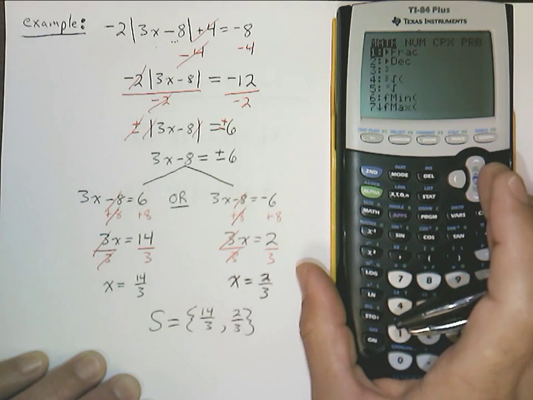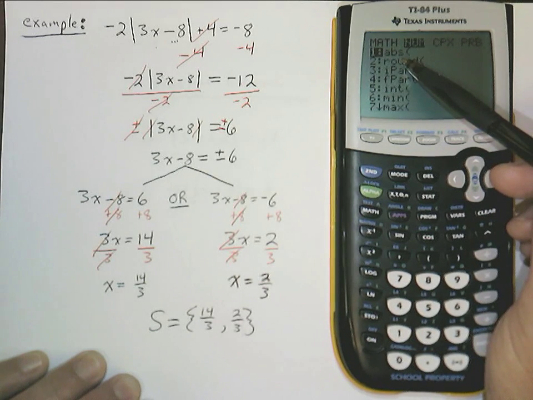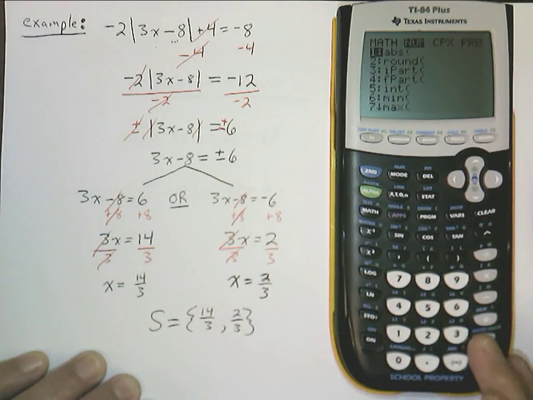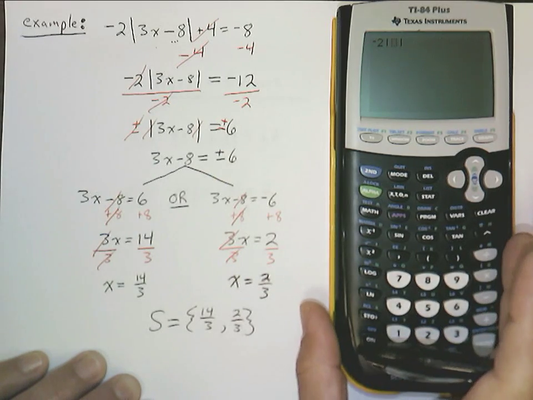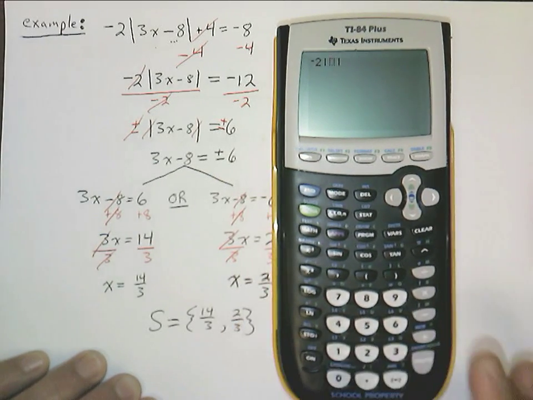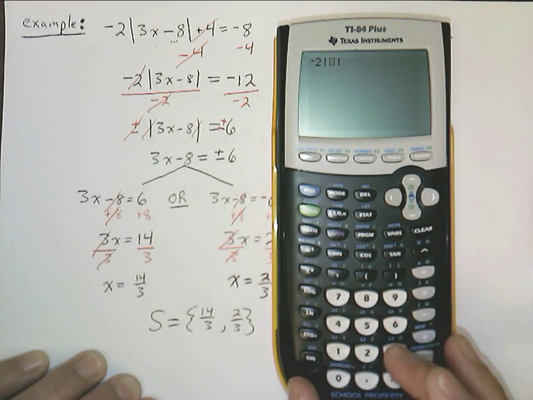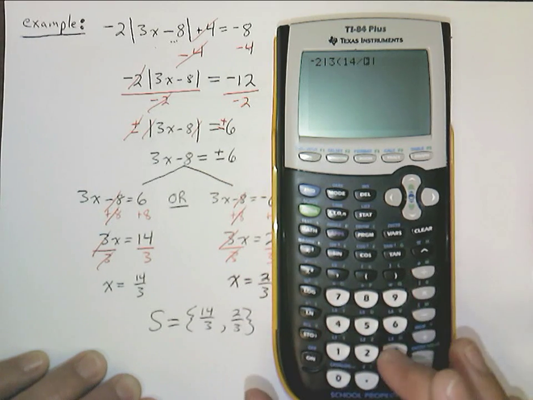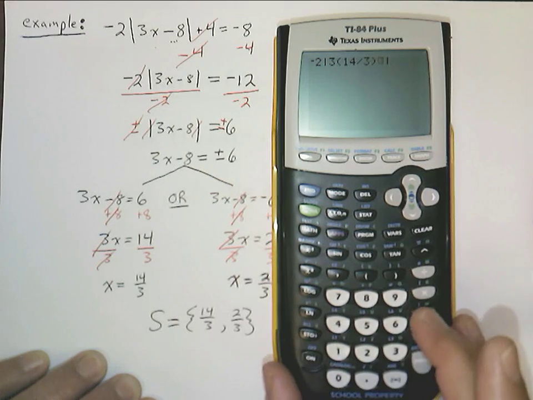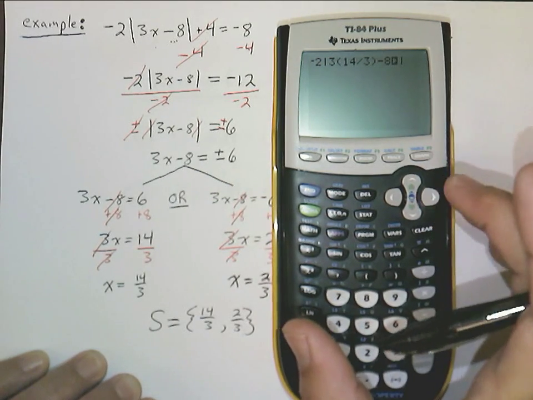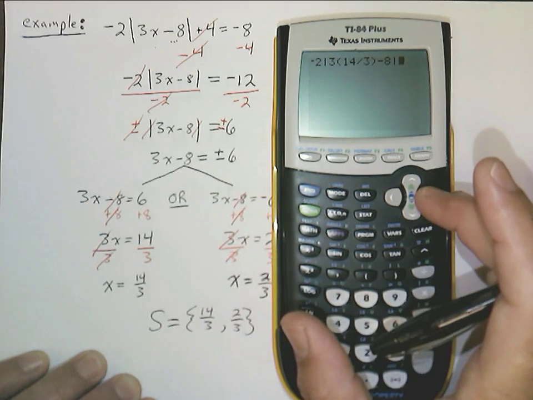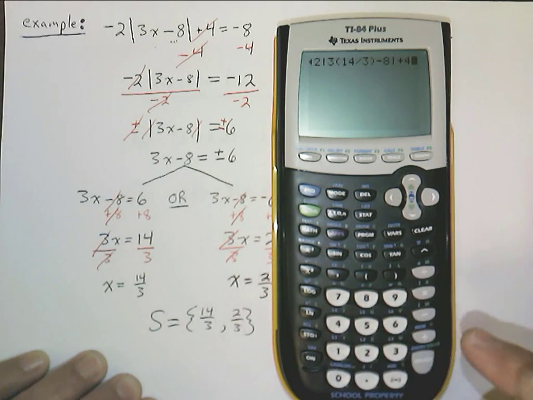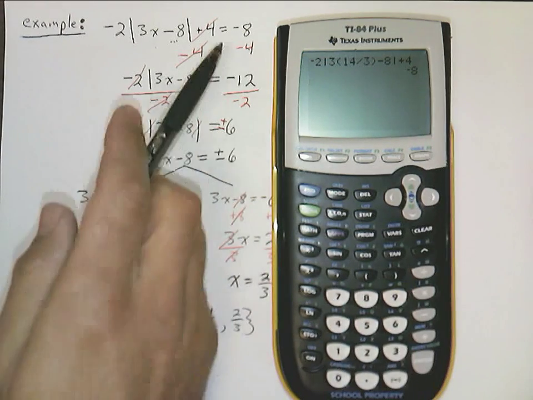Hit that and we're at the math menu. Now go over to NUM for number operations. We see that ABS, there's our absolute value. So you can either just hit enter now or type the number 1, and that brings up some absolute value bars. And now I just type in the rest here. So it's -2 times the absolute value of 3 times 14/3 minus 8. Now we need to click to the right to get out of our absolute value bars. And now we still got a +4 out there. Hit enter, and we see that that's equal to -8, which is exactly what we wanted it to be equal to.